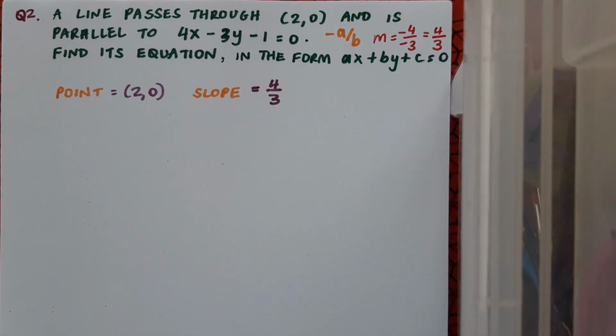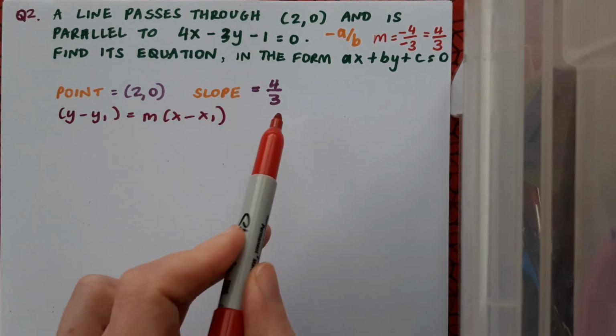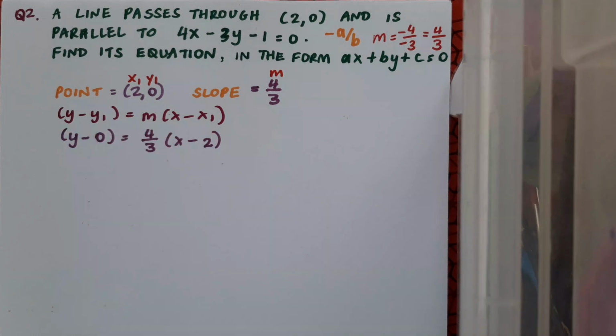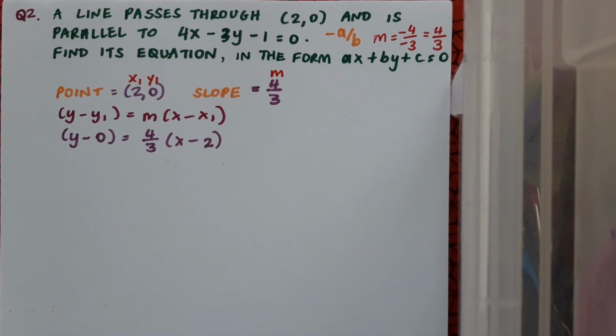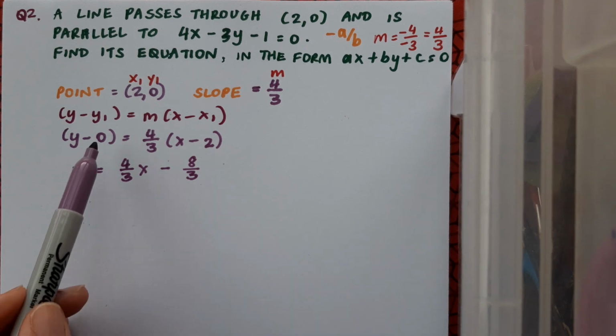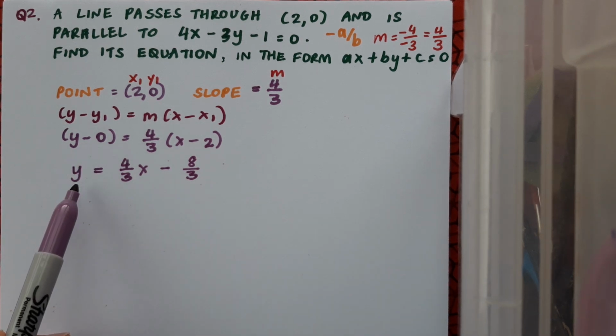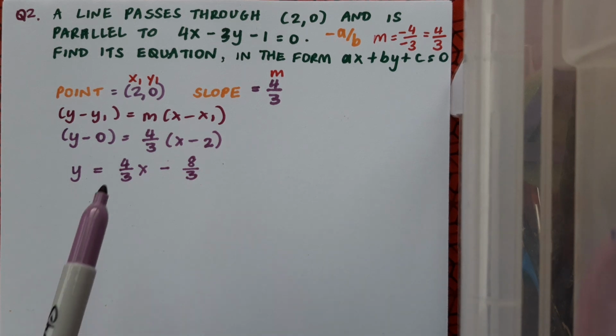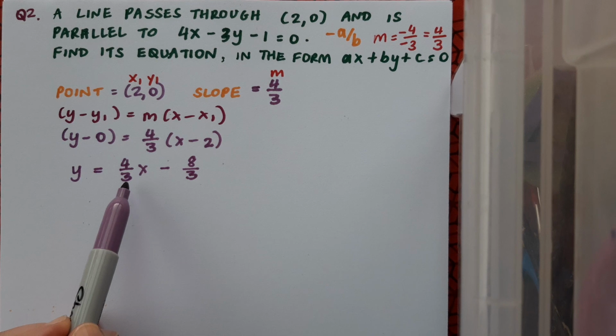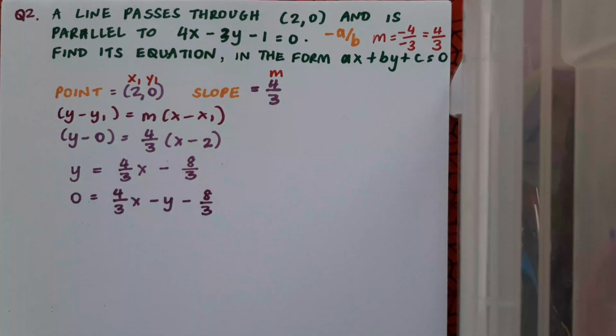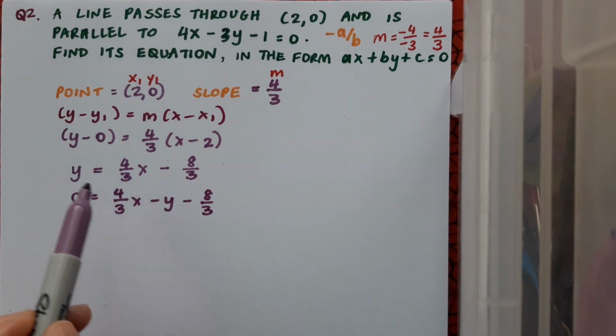So now that I have my point and my slope, I'm going to note my formula for the equation of a line. I'm going to label my information, and I'm going to fill it in. So I've got y minus 0 equals 4 over 3 by x minus 2. Now I need to multiply that out, and that's going to give me y equals 4 over 3x minus 8 over 3. You might wonder where the 0 has gone to, but y minus 0 is just the same thing as y. Now I'm going to bring everything to one side, and I want the x to be positive. Well, the x is positive where it is, so I'll leave it on this side, and I'll bring the y over to join it. And the y has gone from being positive on the left to being negative on the right.